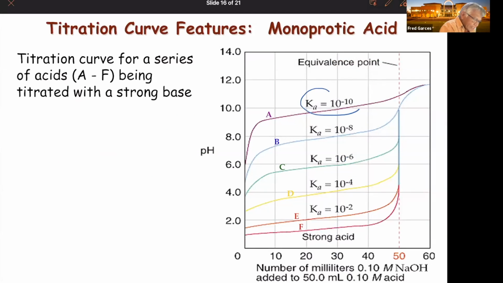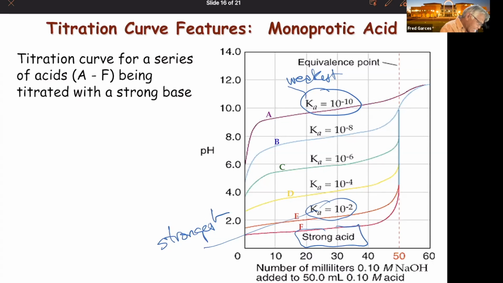This would be your weakest acid. Why is it your weakest acid? Because it's got the smallest pKa. This would be your strongest acid. Among weak acids, of course, this is a strong acid by itself, but among weak acids, this would be your strongest weak acid.